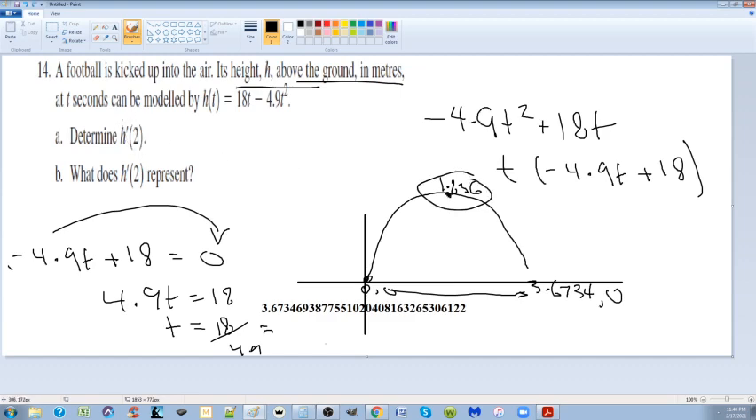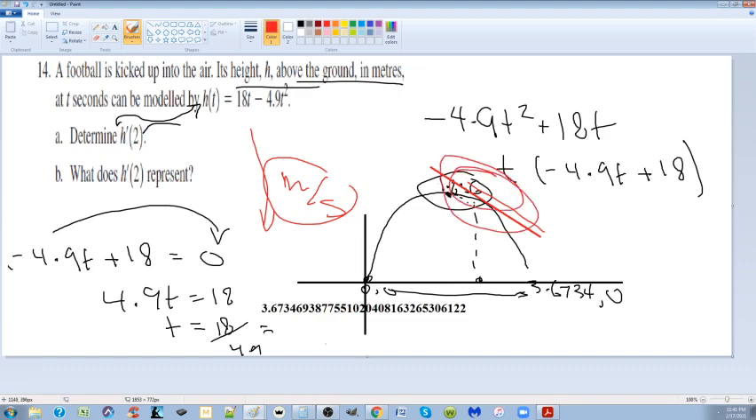So the question is, determine the derivative of this formula at the specific time of 2. Well, the specific time of 2 is right here. It's after the vertex. And what is happening to the tangent after the vertex? It's going down. So what does h of 2 represent? It represents the slope, how fast the ball is descending in meters per second at 2 seconds.